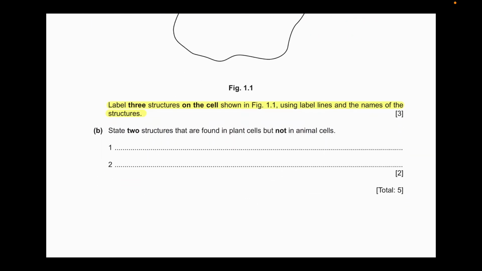State two structures that are found in plant cells but not in animal cells. So plant cells have chloroplast and plant cells have cell wall. Also plant cells have permanent vacuole.